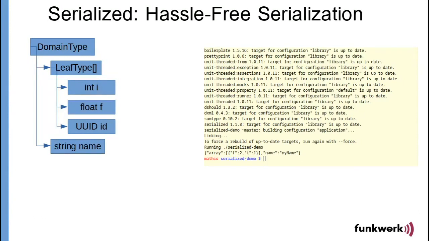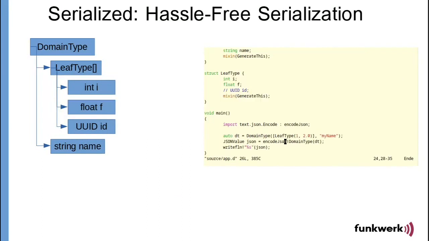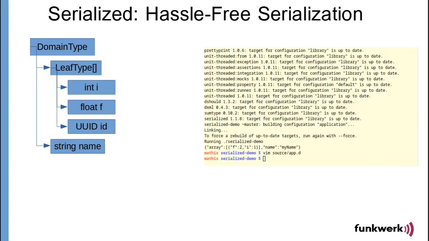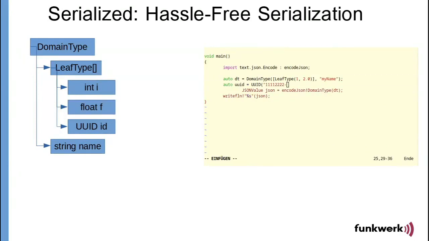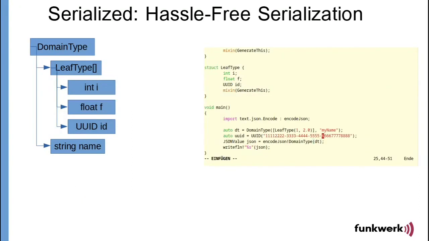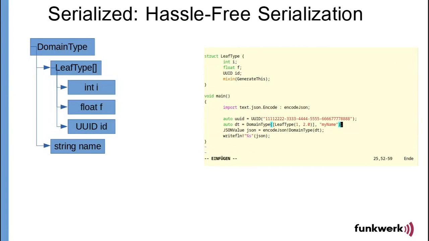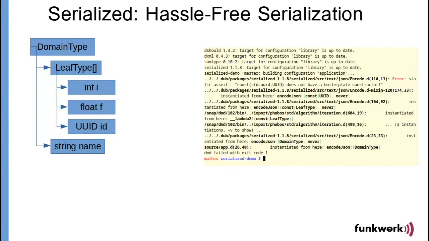So now that we have this type and we have this very easy solution, let's actually make it a bit more complicated. And what we see is that the encoder complains that it doesn't know how to encode a UUID because we haven't given it that capability.